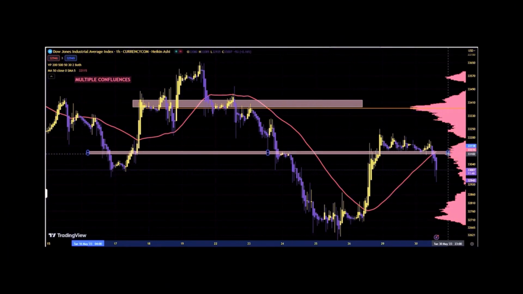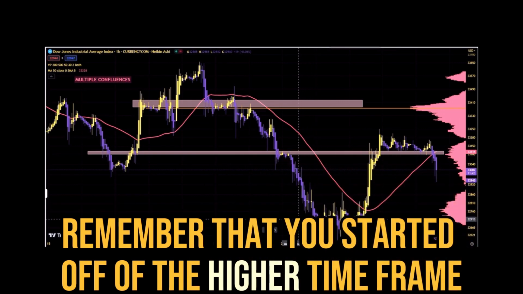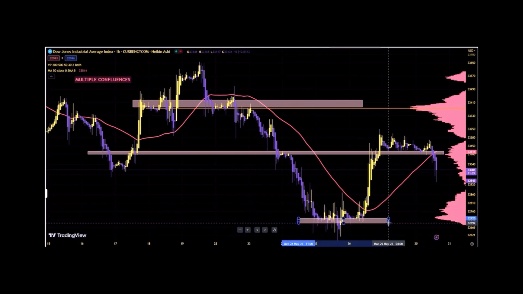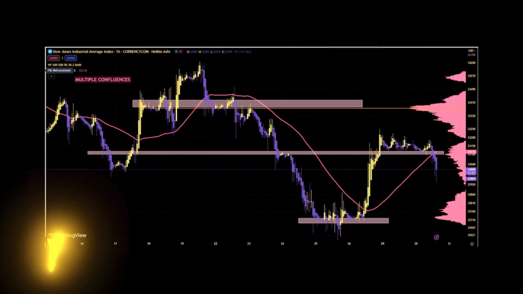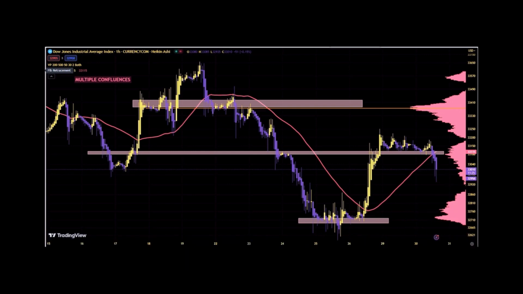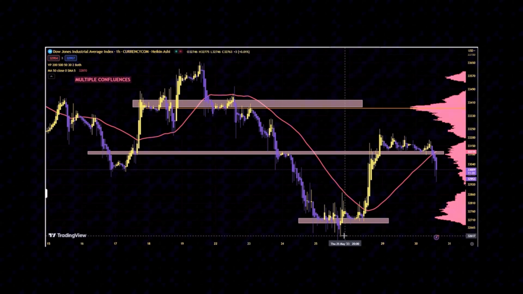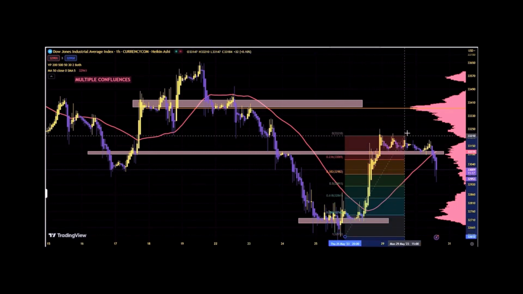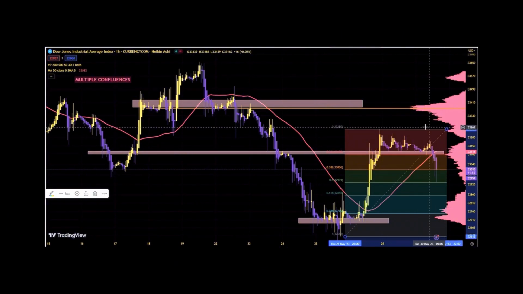Now, what you have to determine is, if the confluences are lining up, remember that you started off on the higher time frame. So as you work your way down, you have to keep in mind that the bias you have on the daily is potentially going to be different than the 5 minute or the 15 minute. You have to separate the two. You have to use the higher time frame for your overall bias, right? And go with the trend. If it's in an uptrend, you should be looking for buys. If you're in a downtrend, you should be looking for sell opportunities.